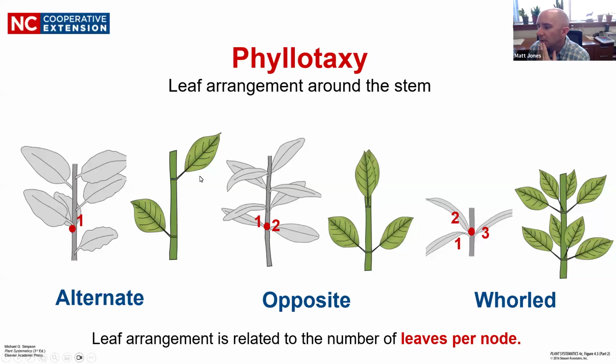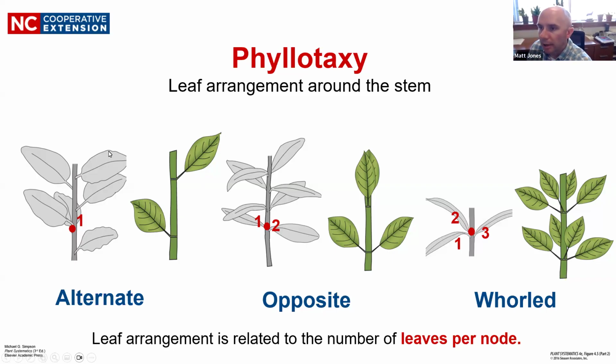Whereas in opposite leaves, there are 2 per node. So at any point along the stem, there is a pair of leaves. Commonly, these pairs of leaves are occurring at 90 degrees from each other. And that is to maximize the efficiency of light interception. If they were overlapping each other, that would be a waste of intercepting as much light as possible. And then whorled leaves are where there are more than 2 leaves per node.